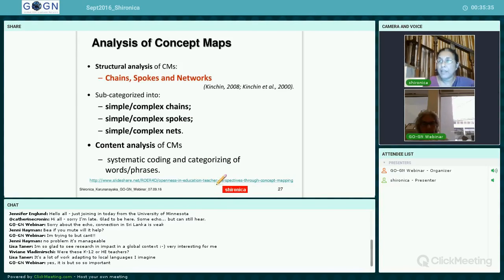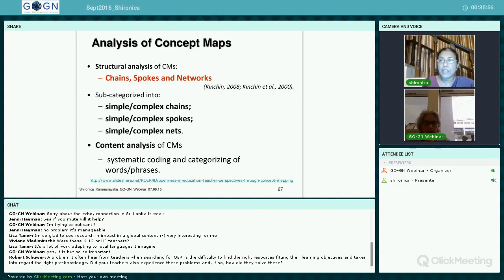We have presented a paper on that, and a set of slides is given there for those who are interested in that strategy. That was the structural analysis of concept maps, where I could see how their concepts were developing. The other one was content analysis, systematic coding and categorizing of words and phrases, again to see how their thinking is being developed. Okay, so details are there in this slide, the link I have given, and I can answer any questions later on if you want to know more details.